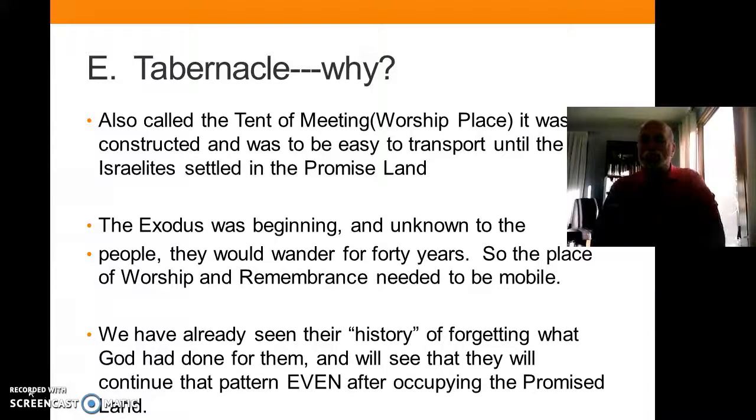So the Exodus was beginning, and as I've said before, it was unknown to the people because of a number of issues that would come up, that this Exodus would actually take place over a 40-year period of time. So this even accentuates that much more the reason for this place of worship and, in a sense, the place of remembrance needed to be mobile for their purpose.